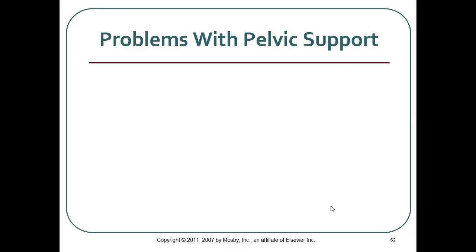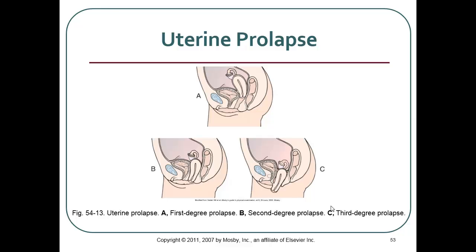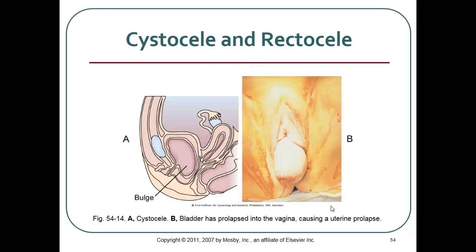So problems with pelvic support. This would be like uterine prolapse or the cystocele and rectocele. The cystocele is where the vagina and bladder become weak. And then the rectocele is where they'll have the vagina and rectum weaken. So they can have like a rectal or vaginal prolapse. To treat that, they can do surgery. Kegel exercises are really helpful.